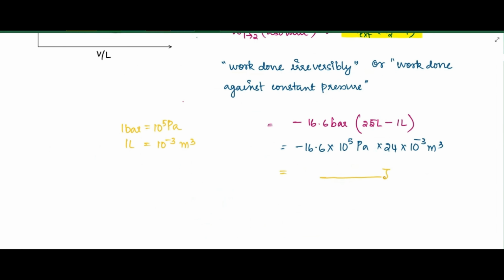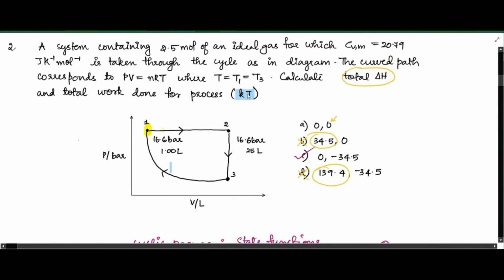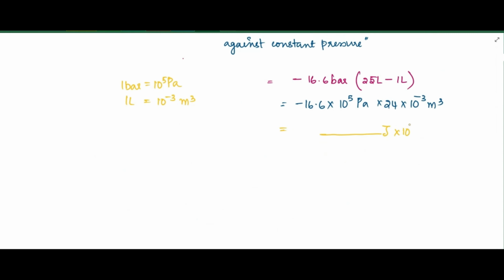But again, look at the question. It's not asked in joules. It is asked in kilojoules. To convert to kilojoules, what will you do? Again you will multiply it by 10 to the power minus 3. Then whatever answer you get, you will get it in kilojoules. So let's start.